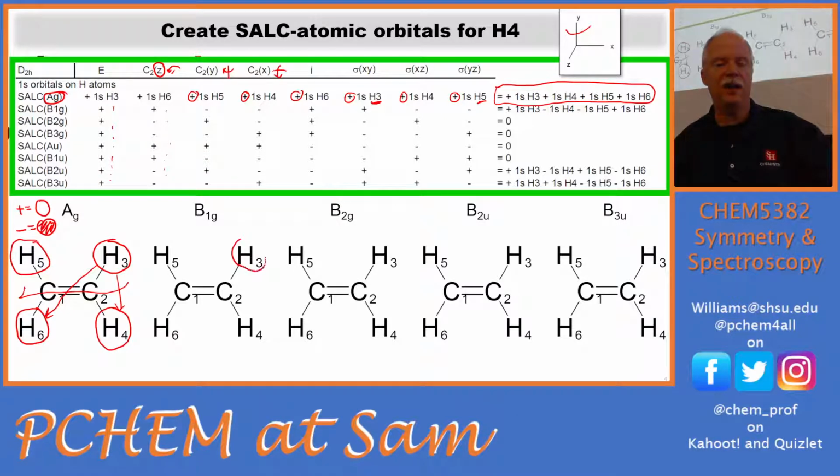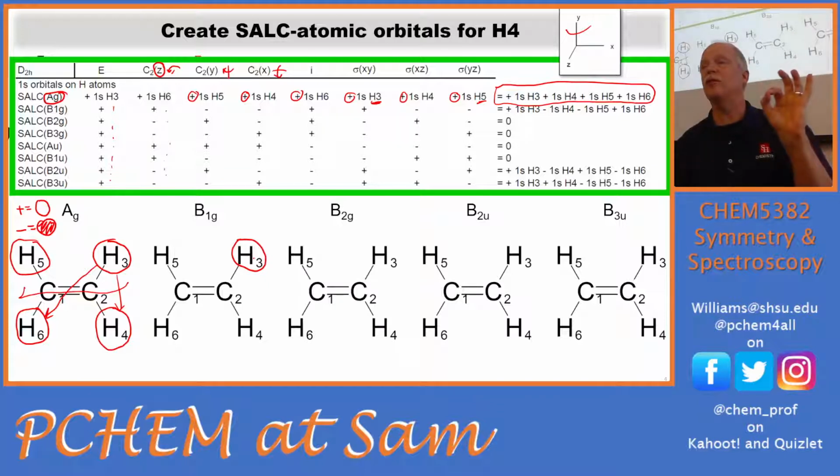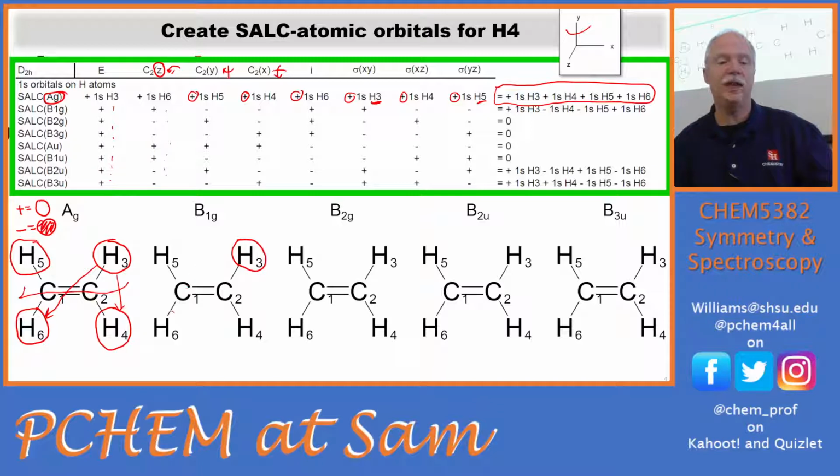I start out with the H3 atom. I do an E operation on it. It's still open because it's a +1. But now when I rotate it around the C2, it becomes H6. Okay, and it's a +1. You see this plus? On this row, we're doing the second row. So we had a plus for the E, a plus for the H6 under the C2 around the Z. Then I do a C2 around the Y, and I move over to H5, but it's a minus sign. Therefore, this is shaded.